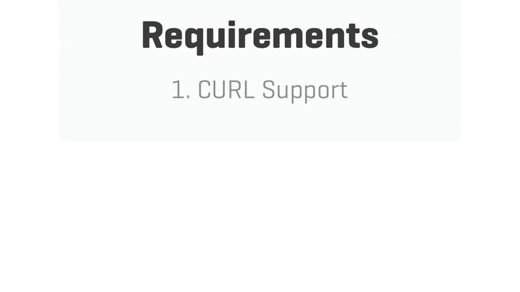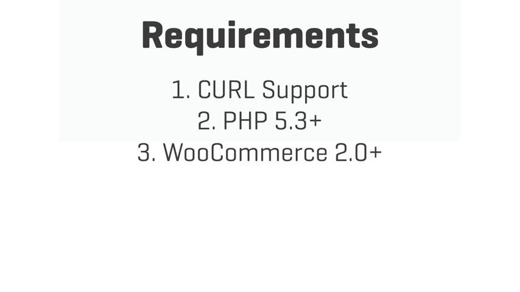First, ask your host if your server has cURL support, spelled C-U-R-L in all capital letters. This is used to communicate to the Simplify Commerce API. Second, make sure your host is using PHP version 5.3 or newer. This is a requirement of the Simplify Commerce SDK, which means Software Development Kit. Third, be sure you are using WooCommerce 2.0 or newer.